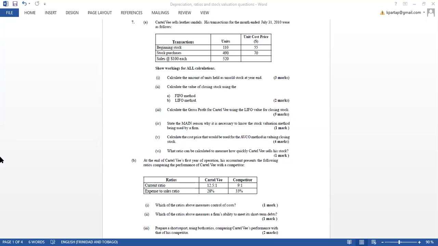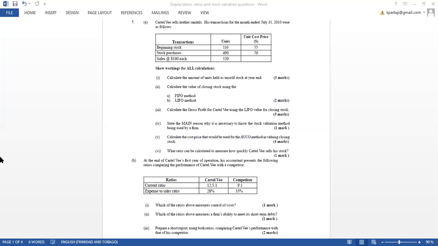Firstly, for 3 marks, they're asking you to calculate the units held as unsold stock. So basically what they're asking you for is what would be the closing stock given this information. So you have to calculate, using those figures, the units of closing stock. They are not asking you for the cost of it, they're only asking you to find how many units. Then they're asking you to calculate the value of the closing stock using the FIFO and LIFO method.